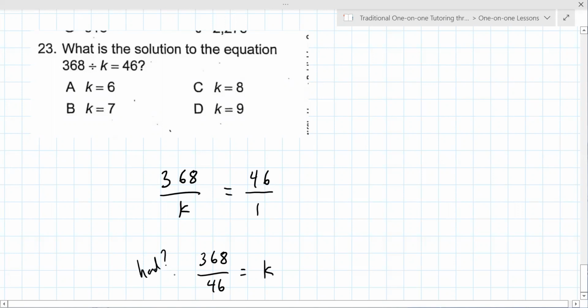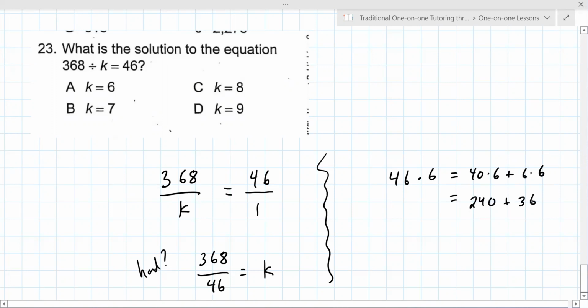Now, this is hard, right? Yeah. Kind of. So here's an alternative. You can take 46 and multiply it by 6 and figure out what that is. Now, you were telling me the other night you can do 40 times 6 plus 6 times 6. What is that? 40 times 6 is 240, plus 36, which would be 276. Yes, now that's too small, so we can actually cross that one out.